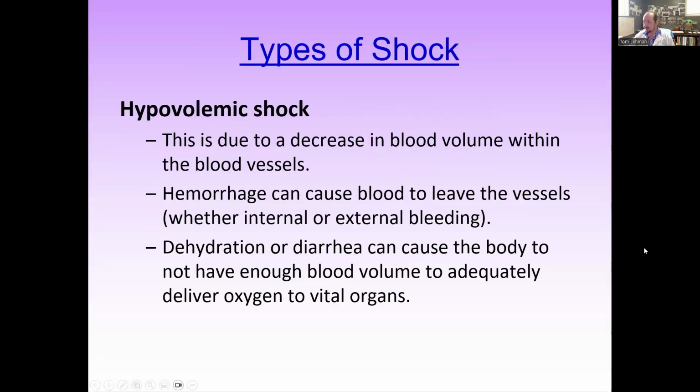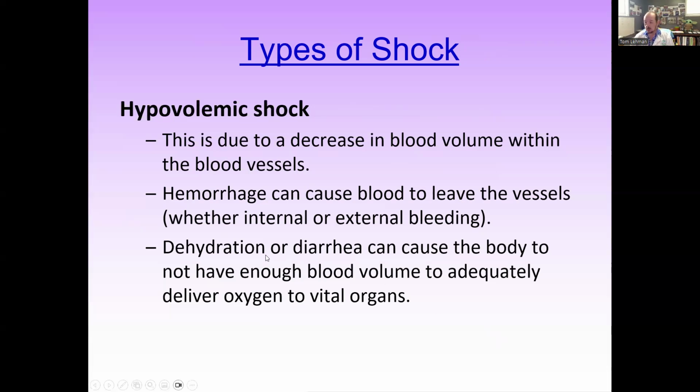Now, hypovolemic shock is a deficiency in blood volume within the blood vessels. And so you could have a person who is experiencing considerable hemorrhage. They're bleeding, whether external bleeding or internal bleeding. If enough blood leaves the circulatory system, the heart can't maintain a good pressure to keep the blood flowing everywhere, especially the brain, to deliver enough oxygen.